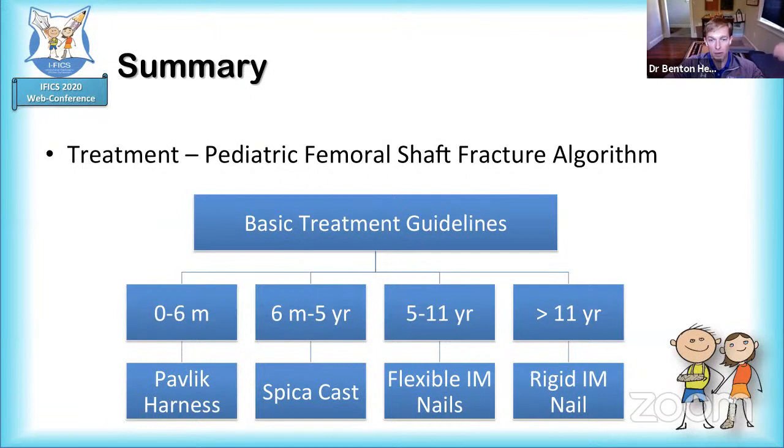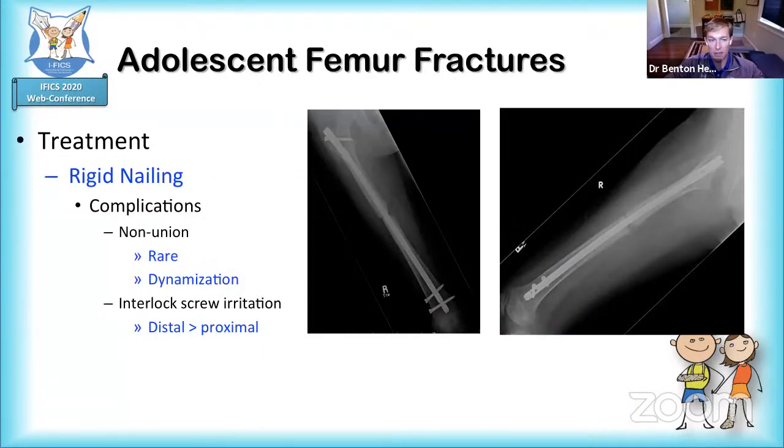So again, going back to our femoral fracture algorithm, while we have good other techniques such as plate and external fixator options for the adolescent group, the rigid IM nails are probably the standard. And here's just complications to keep in mind. Non-union and interlock screw irritation can happen.